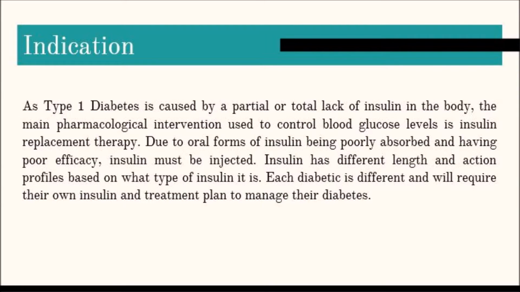As type 1 diabetes is caused by a partial or total lack of insulin in the body, the main pharmacological intervention used to control blood glucose levels is insulin replacement therapy. Due to oral forms of insulin being poorly absorbed and having poor efficacy, insulin must be injected. Insulin has different length and action profiles based on what type of insulin it is. Each diabetic is different and will require their own insulin and treatment plan to manage their diabetes.